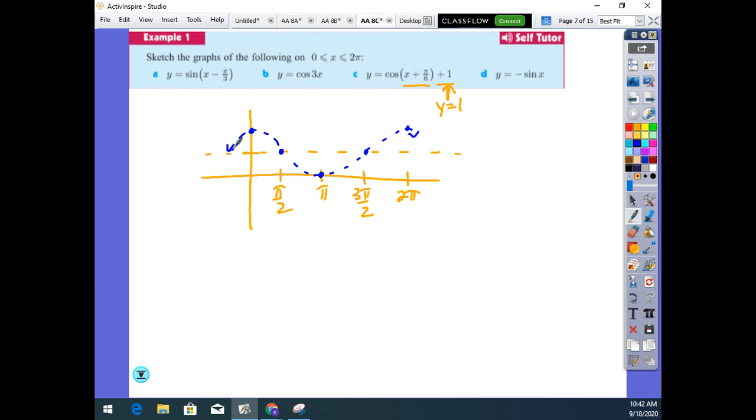Then pi over 6 is just really little here. So everything's going to move left pi over 6. So I'm just going to move everything a little bit left. And then I'm going to do a solid line to indicate my final graph.